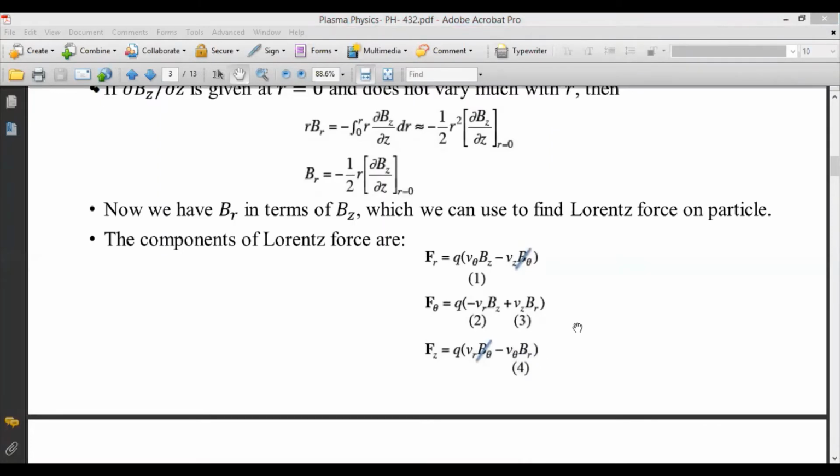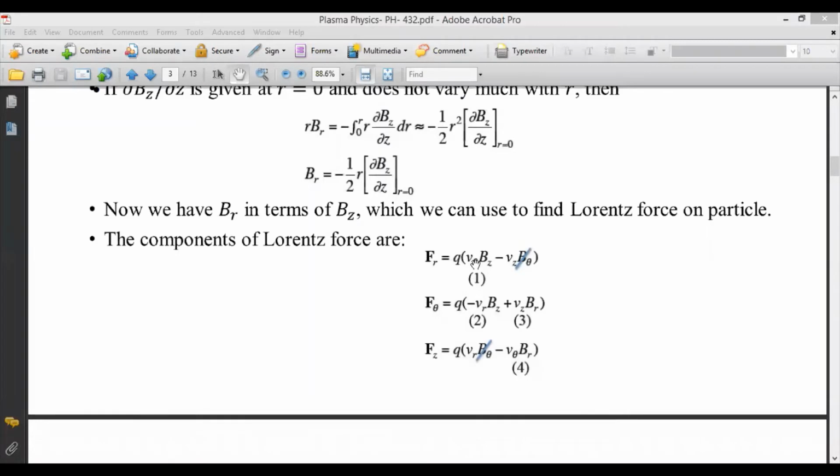As we have mentioned earlier, B theta is 0. So the terms containing B theta in F of r and F of z will be cancelled out. And we are left with four terms, that is F of r equals q v theta B z. This is our first term. F of theta equals q times minus v r B z. This is our second term.